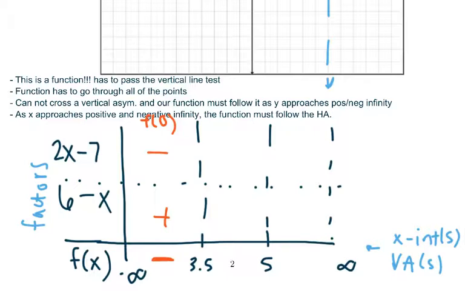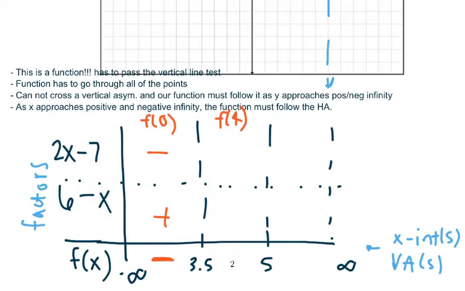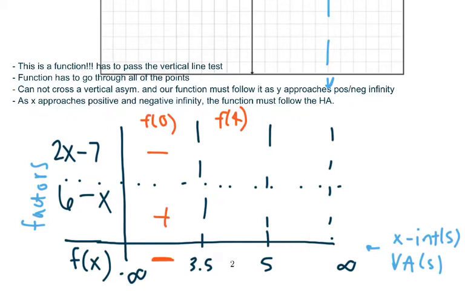Okay? From 3.5 to 5, the only really easy number to plug in would be 4. So we're going to plug in 4. 2 times 4 is 8. 8 minus 7 is a positive number. 6 minus 4 is also positive. A positive times a positive is positive. So that tells us that the function is positive, above the x-axis, from 3.5 to 5.